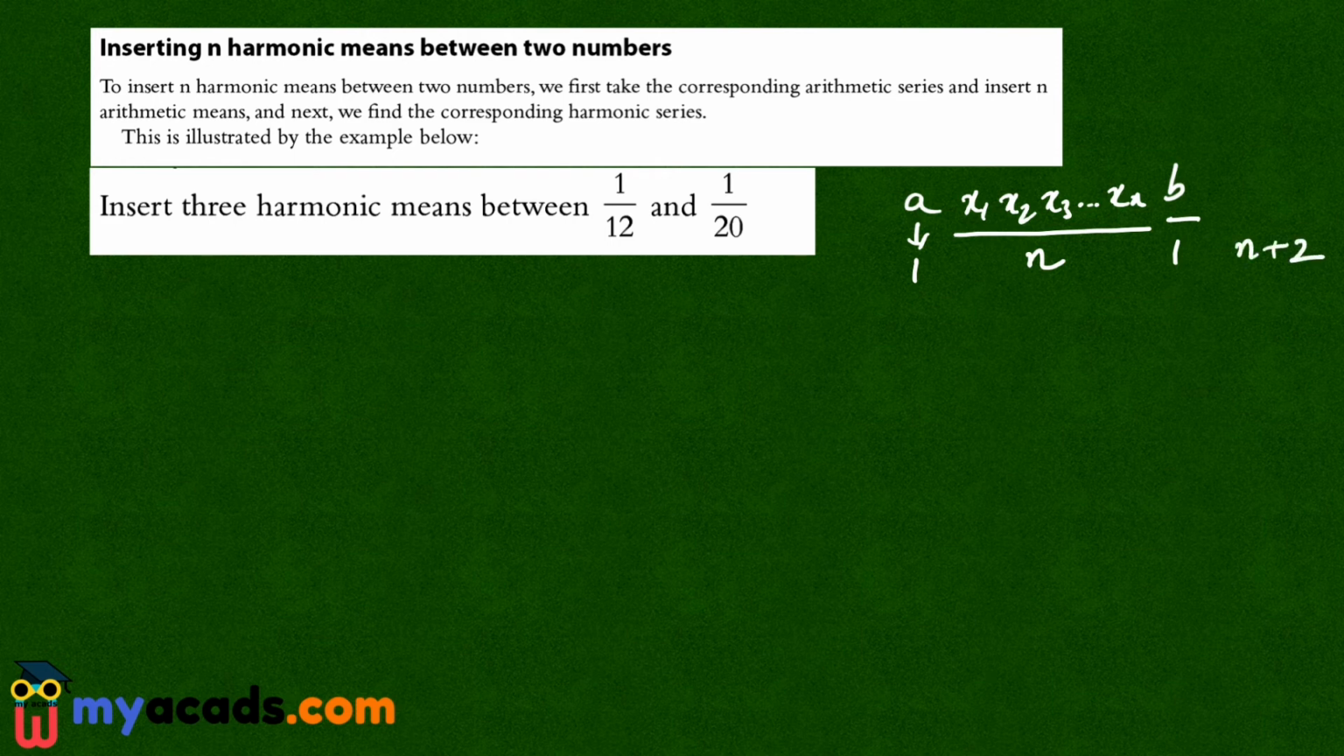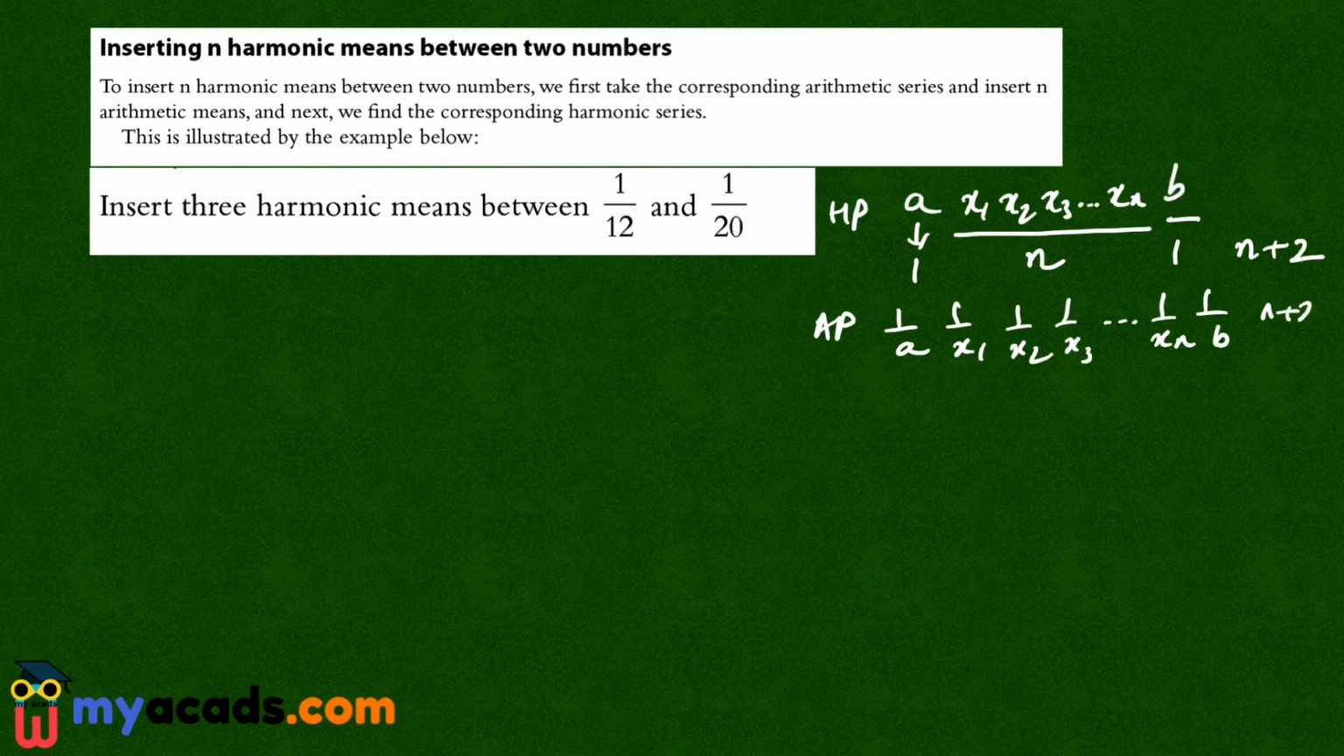Now if this is a harmonic progression, then its reciprocals will be an AP. So my AP is 1 upon A, 1 upon x1, 1 upon x2, 1 upon x3 and so on till 1 upon xn and then 1 upon B. Now there are a total of n plus 2 terms in this AP.